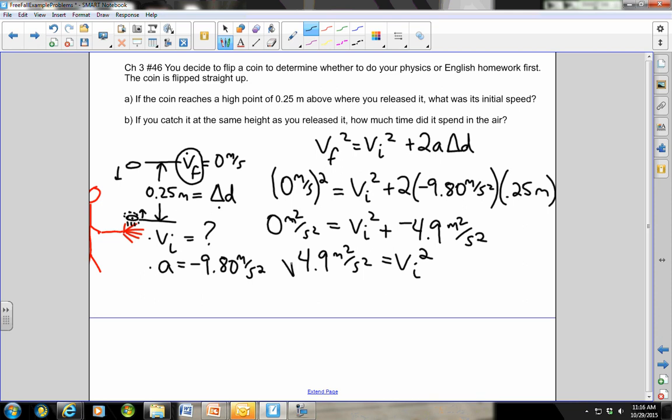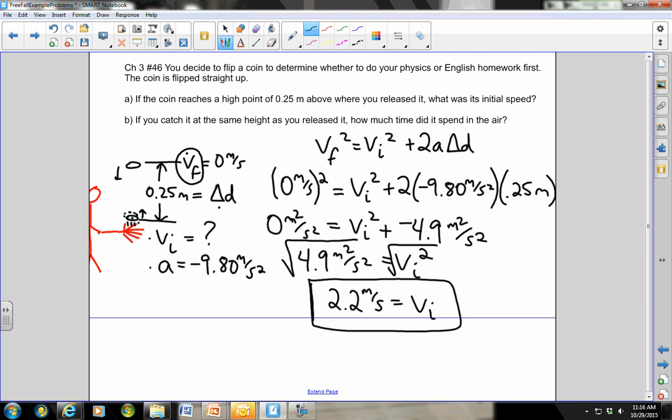Okay, last step, take square root, both sides. Square root of 4.9 gives us 2.2. And we're always going to ask ourselves, should it be positive or should it be negative? Because when you take the square root, there are two solutions. It could be positive or it could be negative. In this case, we want it to be positive because you threw the coin up, and up is positive in our reference frame. All right, so that's A.